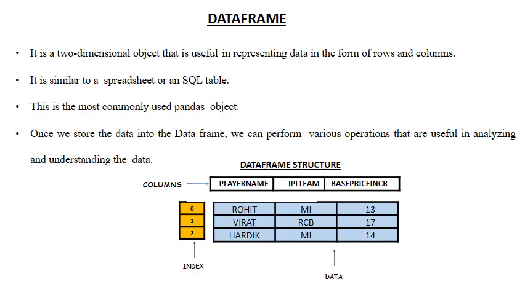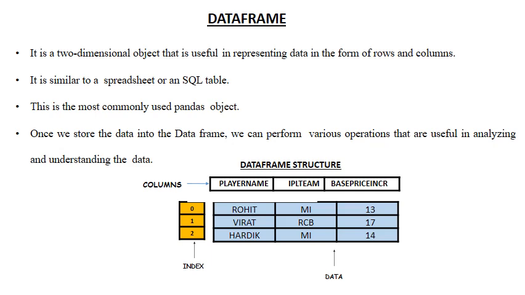Data frame. It is a two-dimensional object that is useful in representing data in the form of rows and columns. It is similar to a spreadsheet or an SQL table. This is the most commonly used pandas object. And once we store the data into a data frame, we can perform various operations that are useful in analyzing and understanding the data.